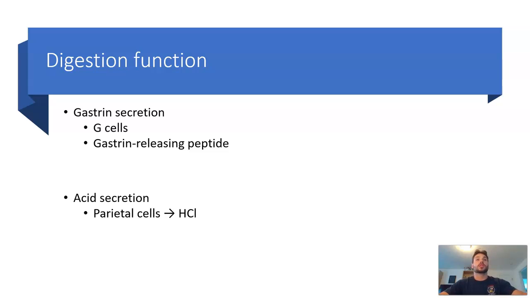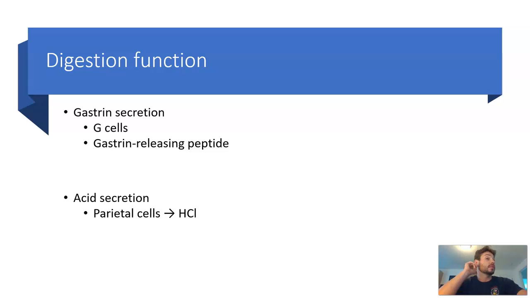Next we'll be talking about the digestion function. There are many secretions that occur in the stomach that help with digestion. The first one I'll be talking about is gastrin secretion. First we have G cells, which secrete gastrin and are stimulated by the presence of amino acids and peptides in the stomach and distension. We also see gastrin being released by gastrin releasing peptides, which is triggered by neural reflexes mediated by the enteric nervous system. And gastrin's main function is to promote acid release.